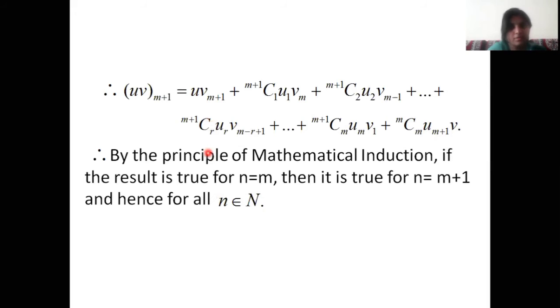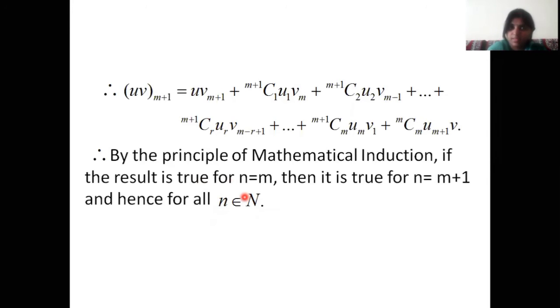So we will conclude finally, therefore, by the principle of mathematical induction, if the result is true for n equal to m, then it is true for n equal to m plus 1 also. See, in step 2, we have assumed that the result is true for n equal to m. And in step 3, we have proved that the result is true for the next number also. So we'll conclude that it is true for all natural numbers. So the statement is proved by the principle of mathematical induction.